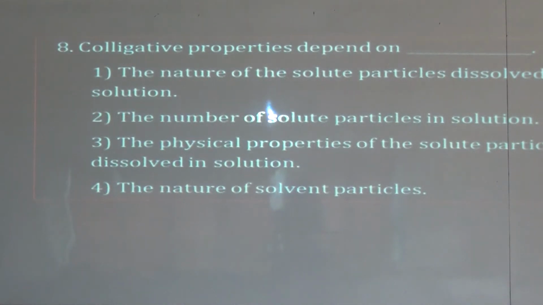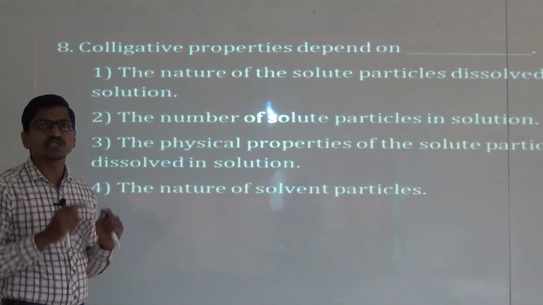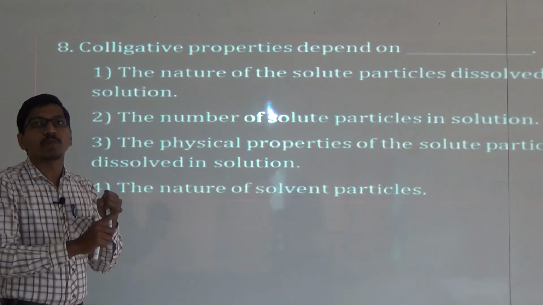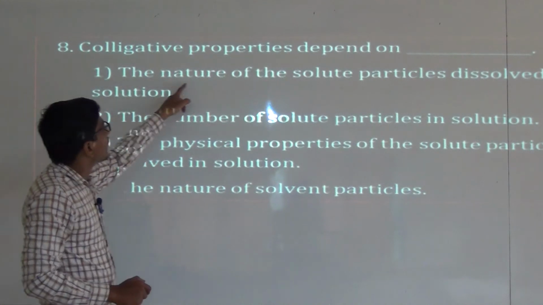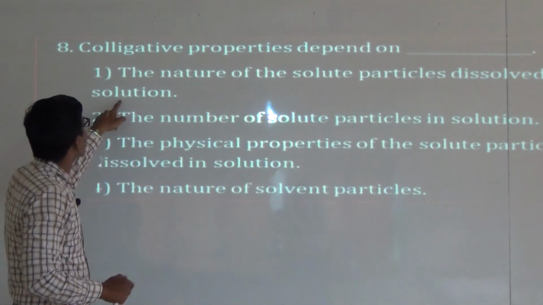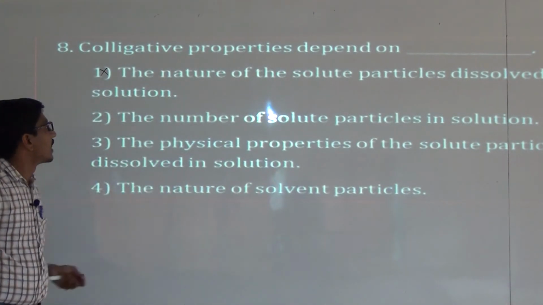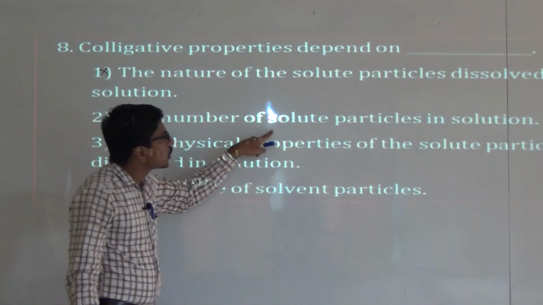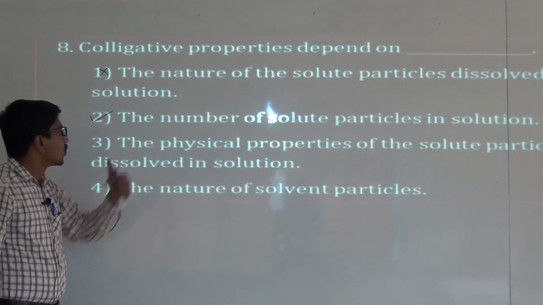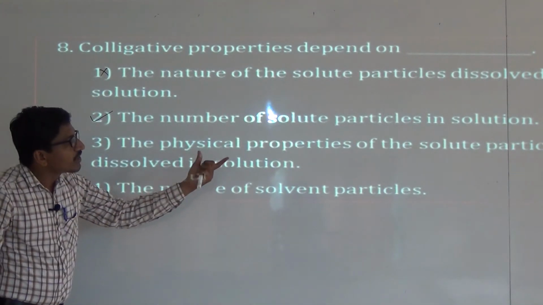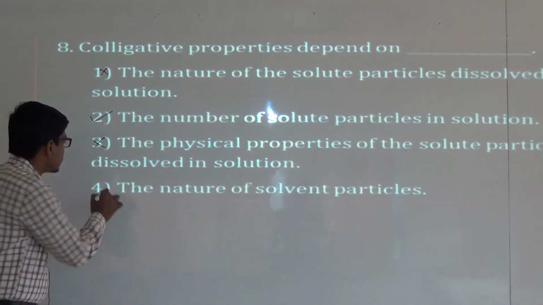Next question: colligative properties depend on. Colligative properties depend only on the number of solute particles, not on the nature of the solute particles. The first option, the nature of the solute particles dissolving in solution, is wrong. It does not depend on the nature of the solute particle. The second option is the number of solute particles in the solution. Colligative properties always depend on the number of solute particles. The third one is physical properties of the solute particles dissolving. This is also not correct, and the nature of the solvent is also not.